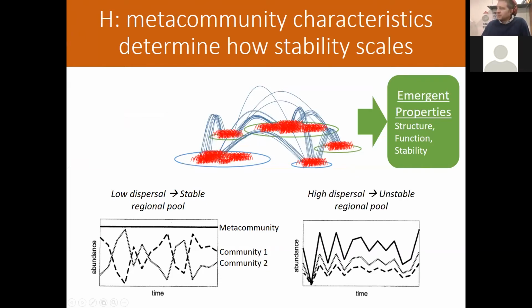And then alternatively, if the two communities are fluctuating and it's synchronous, we see amplified instability at the regional scale. And we expect this first condition to occur under low dispersal in a metacommunity, and the second condition to occur when there's high dispersal in a metacommunity.